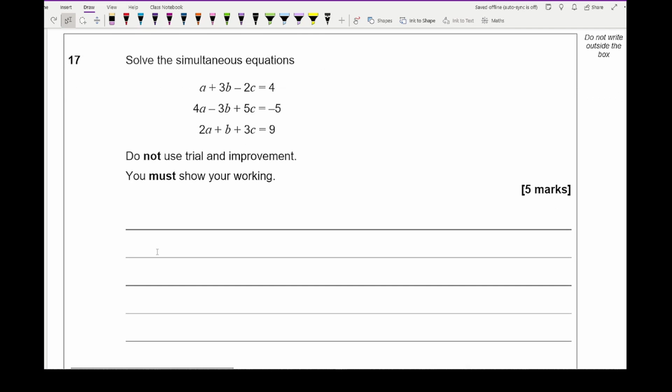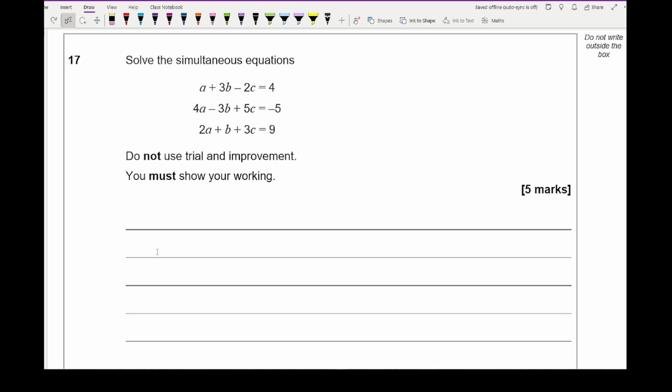Now moving on to question 17, it says solve the simultaneous equations, and we've got 3 unknowns and 3 equations. It says do not use a calculator, and you must show your working out for 5 marks. When approaching these three-variable simultaneous equations, what you want to do, like with linear equations, is try and get one variable the same quantity and preferably the same sign.